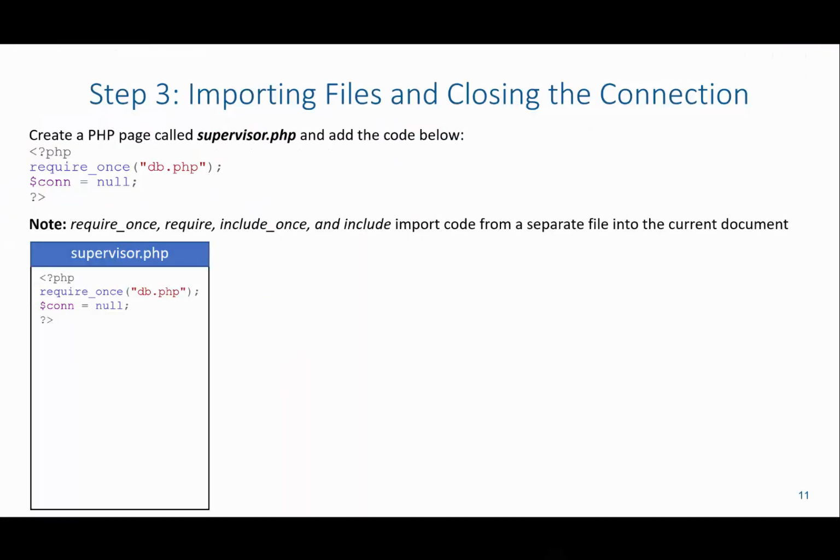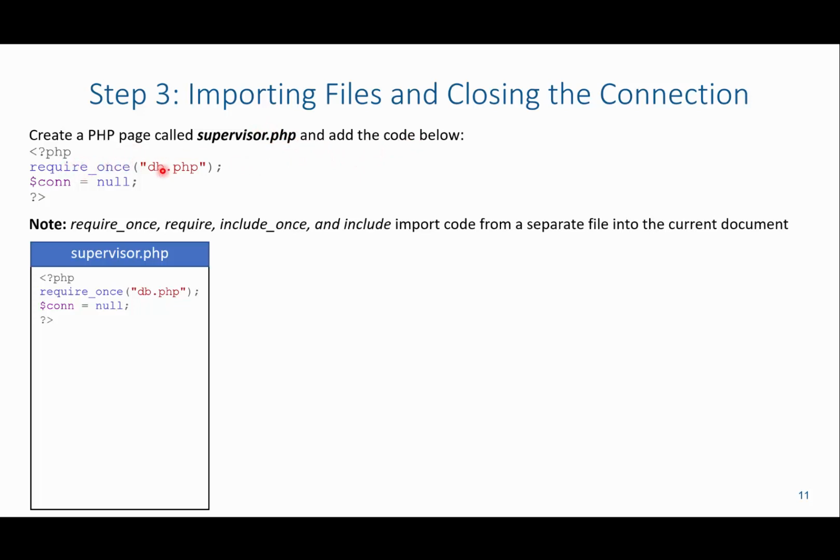For step 3, we are now going to use a file to build a web page. This web page will then use the connection we just established to connect to our database. So as you can see here, we're going to import files and close the connection. We'll create a new PHP file called supervisor.php. This is not the db.php page. And then we will add the code below.